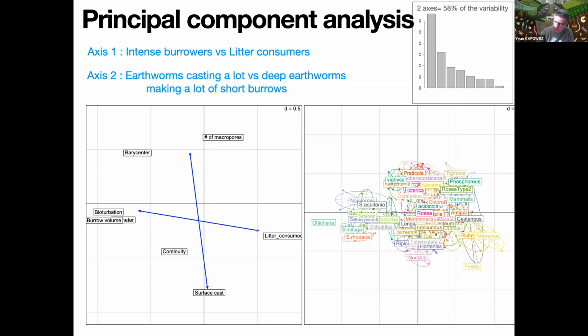Okay, on the right part you can see all the species. Of course, there is some variability, but the ellipses are not so big. Species are all a bit separated.